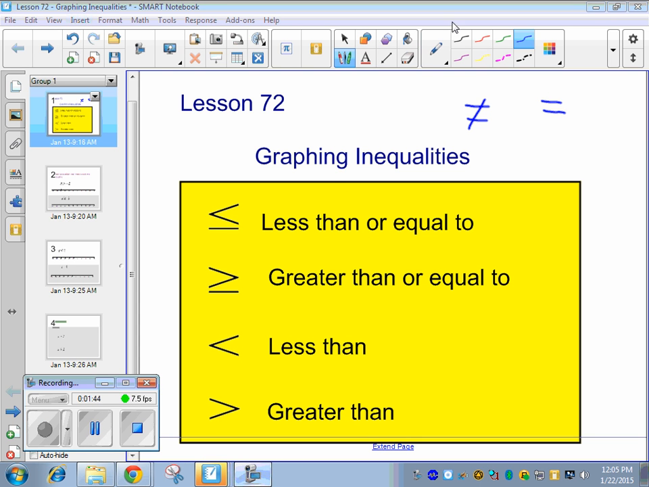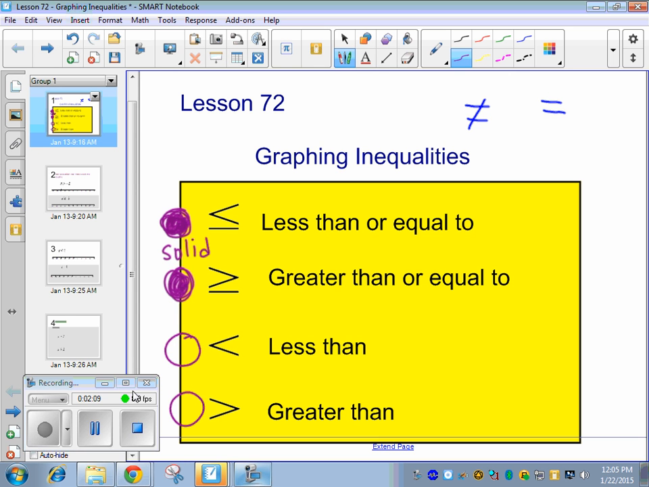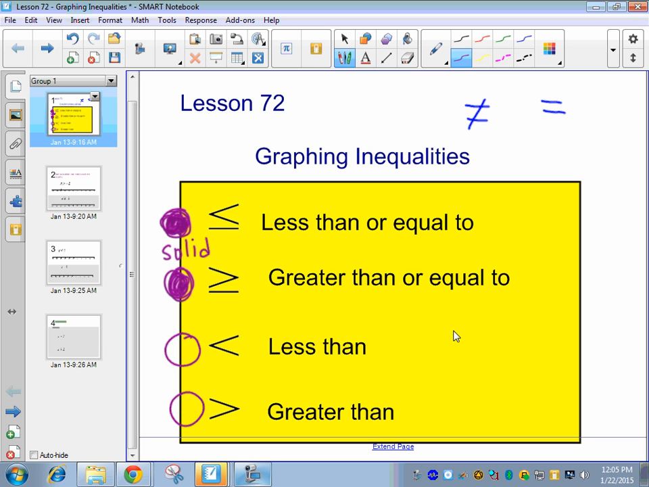Okay, when we're doing an inequality, what you need to know is a solid circle or an open circle when we're doing a number line. So just write this in your notes. It'll make sense in a minute. When you have the or equal to sign, the less than or equal to or the greater than or equal to, those are going to be solid circles. And the less than and the greater than are going to be open circles, every time. Because with the or equal to sign, you're including that number or point. This will make more sense when we look at an actual example.